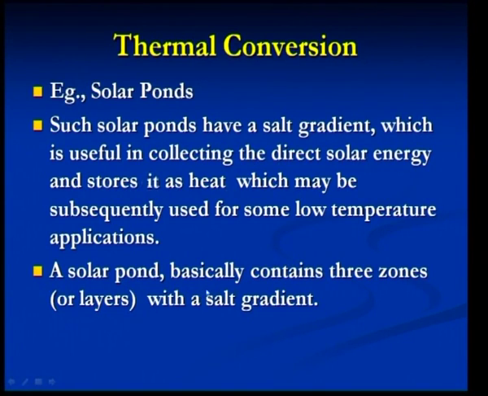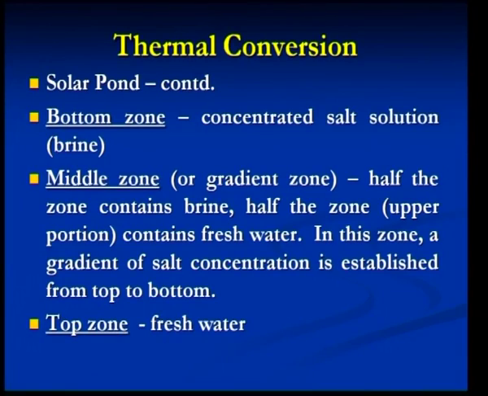A solar pond basically contains 3 different zones or layers with a salt gradient, with a difference in the salt content. There are 3 zones I have told you already: the bottom zone, the middle zone and the top zone. The bottom zone is the one which contains the concentrated salt solution or the more salty brine solution. The middle zone is otherwise called the gradient zone, in which half the zone contains brine, salt water, and half the zone, that is the upper portion, contains fresh water.